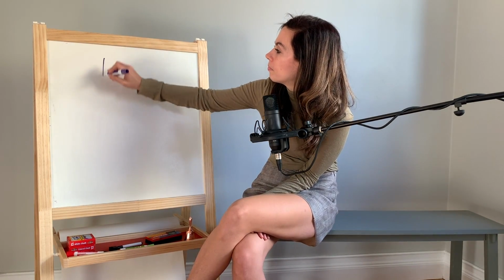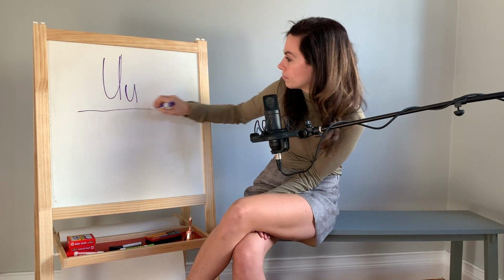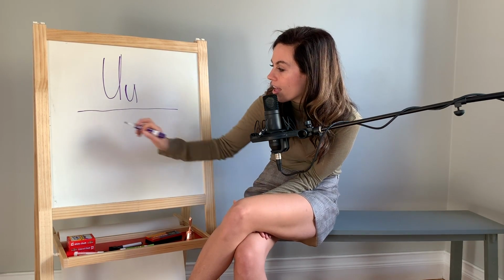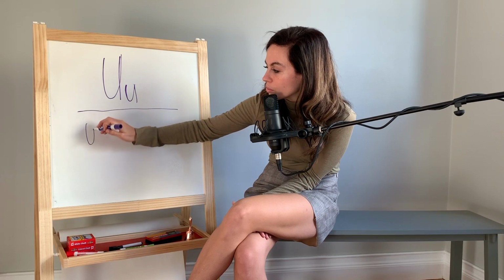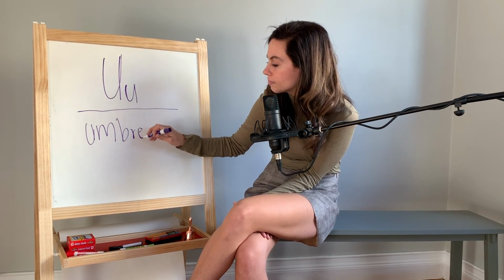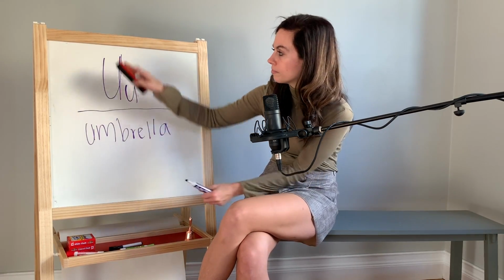The next letter we're going to learn about is U. U has an uppercase and a lowercase, and U says u. And a word that starts with a U is umbrella, umbrella.